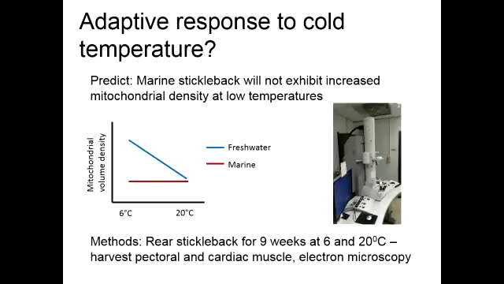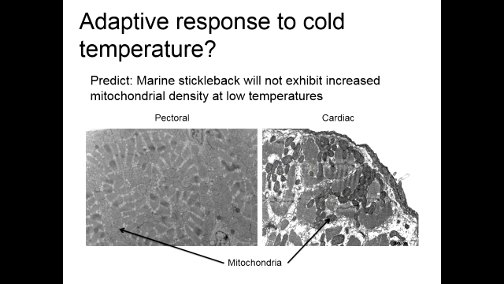And the way that he decided to test this was to conduct another experiment where he reared stickleback for marine and freshwater environments for 9 weeks, this time at 6 and 20 degrees. And following this, he harvested pectoral and cardiac muscle, and I now find myself doing electron microscopy. So again, just another level of phenotype. And we don't have the exact results yet, but what we do have are some very recent pictures that, for somebody that does this sort of thing, the technician that helped us wasn't excited at all by this.